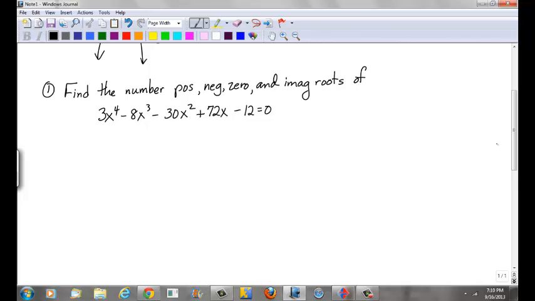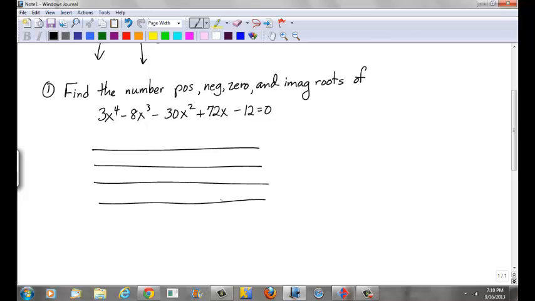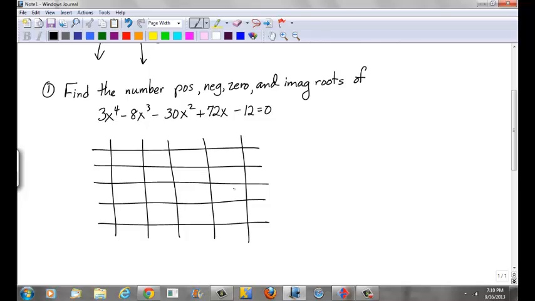Okay, now we're going to do this a little bit differently than the author. The author sets this up and gives the answer with commas. We're going to set it up in a table. And when you do the table, there's always 4 columns. It's always in this order: positive, negative, 0, and imaginary roots.